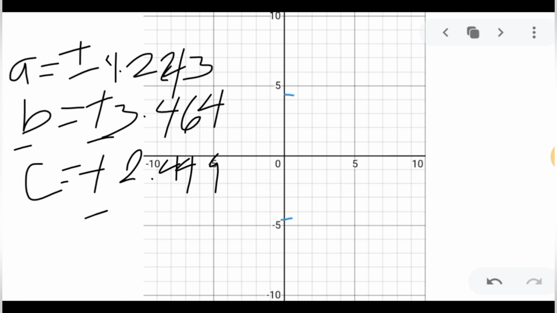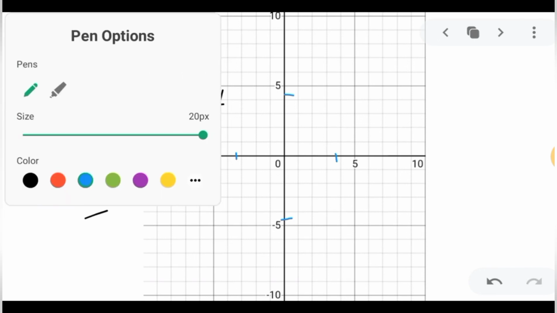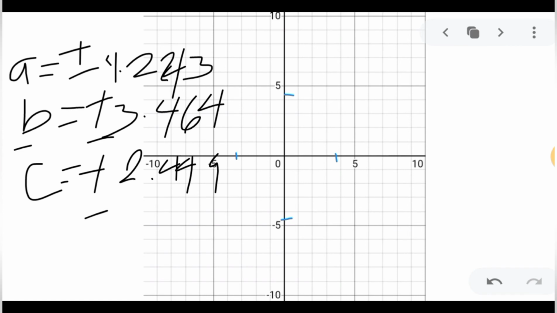Okay, same sila. And then for b, that is 3.464. Dito naman sa x-axis yung ating minor axis. 1, 2, 3. Dito, dito. And then yung foci natin is 2.449. And then laging magkasama yung a squared tsaka yung c. Yung foci tsaka yung vertices, laging magkasama sa major axis.